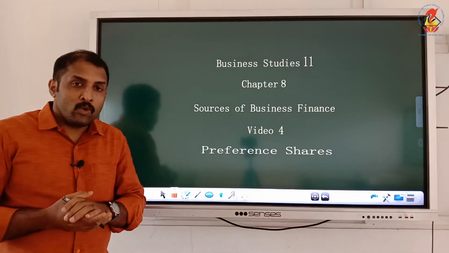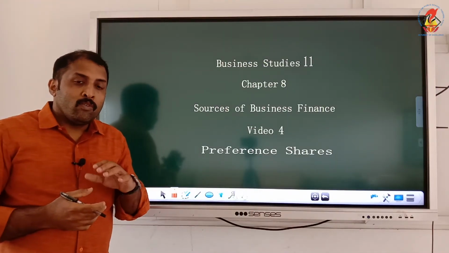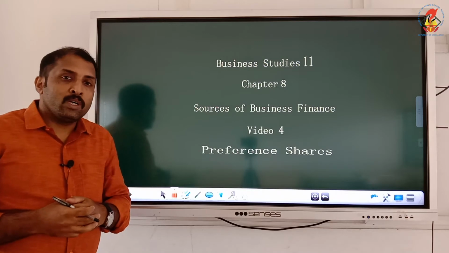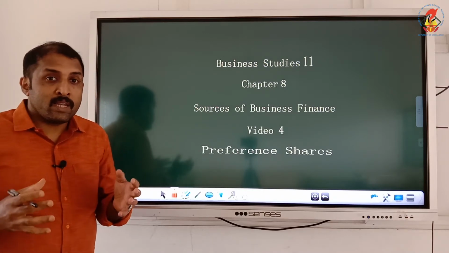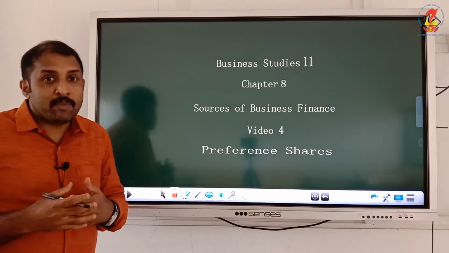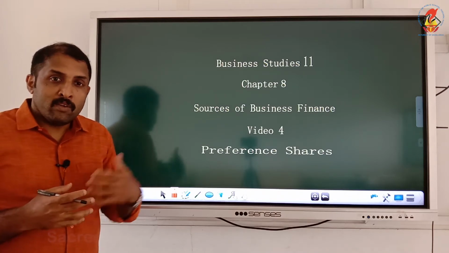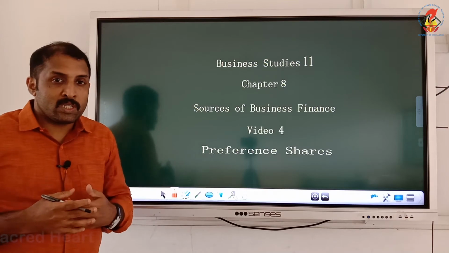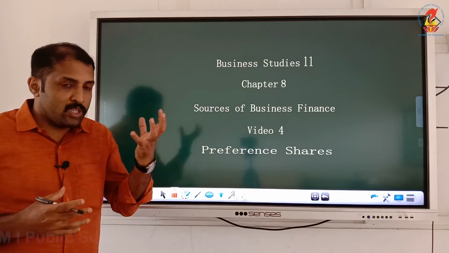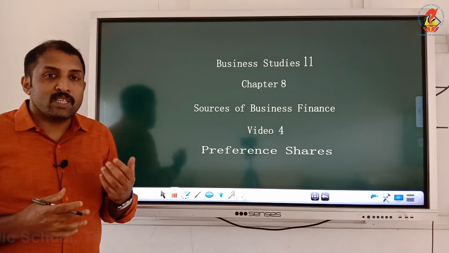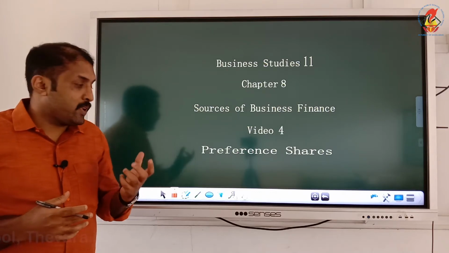We are entering into another session where we are going to discuss shares itself. As I have said, we have different types of shares, and we have already seen what equity shares are. Now we are going to see the second type of shares, that is preference shares. So in this session we will be discussing what a preference share is.